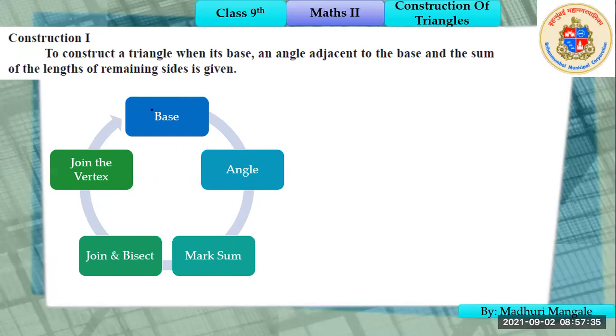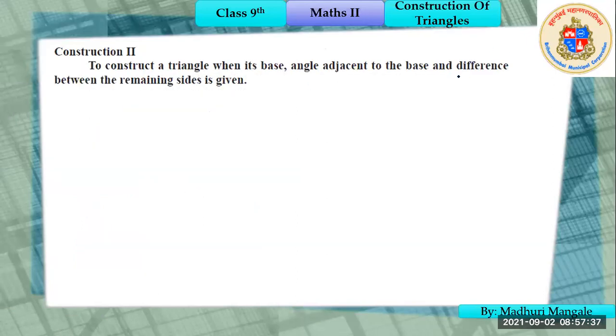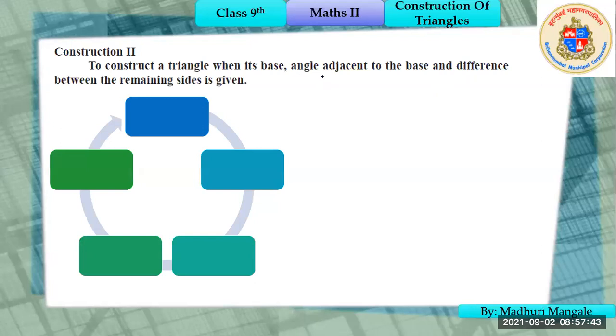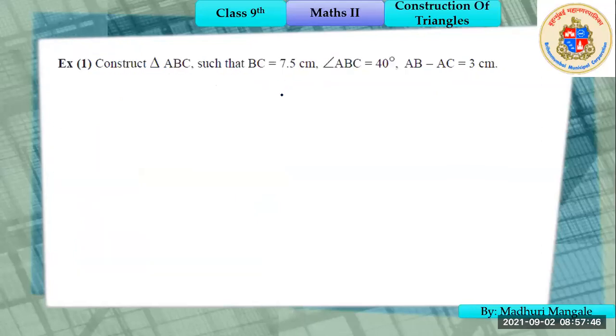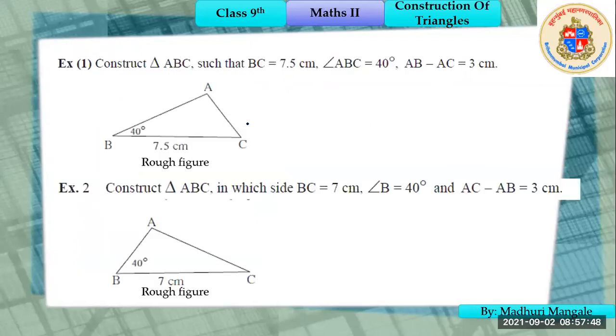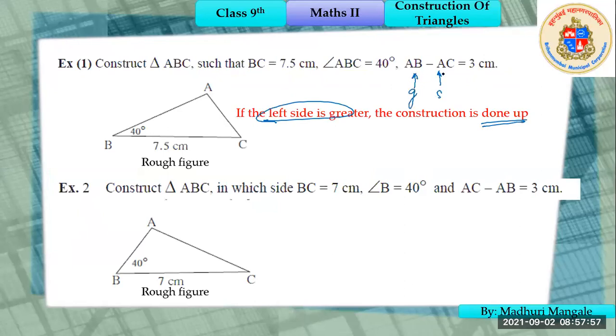Okay, next is type 2 construction, where we are given the difference. Okay, difference means subtraction, some difference is given. Okay, so let's look at the two types. So first type is, if the left side is greater, then the construction is to be done up. Notice this is greater and this is smaller, greater minus smaller.